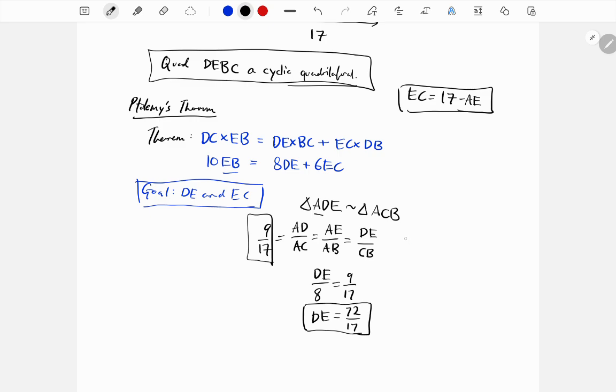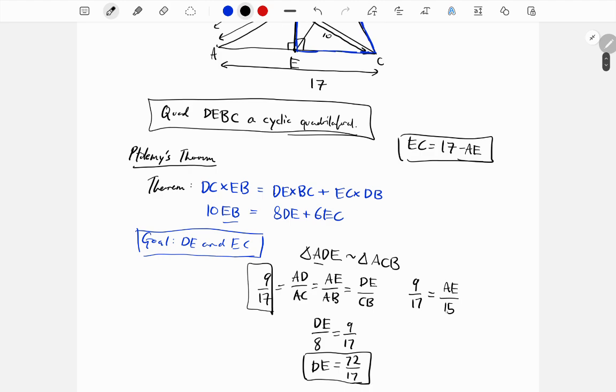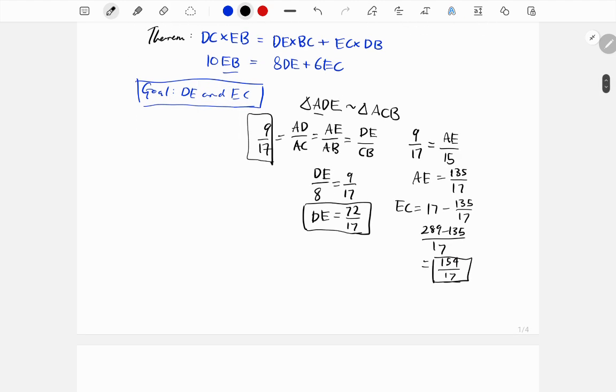Okay, great. Then I'll use the same ratio, 9 over 17, and set that equal to AE over AB. And AB here is 15. So this means that AE is just going to be equal to 15 times 9, which is 135 over 17. And so EC is equal to 17 minus 135 over 17. And so that's equal to 289 minus 135 over 17. And this simplifies down to 154 over 17. Okay, great. So now we're basically done.